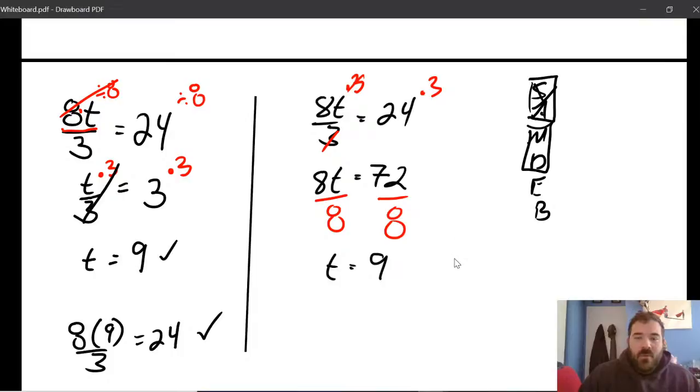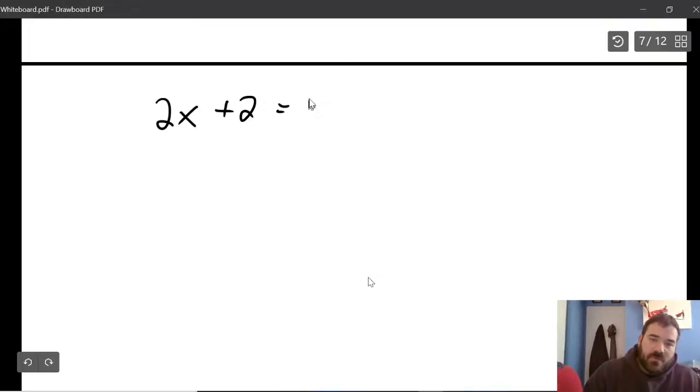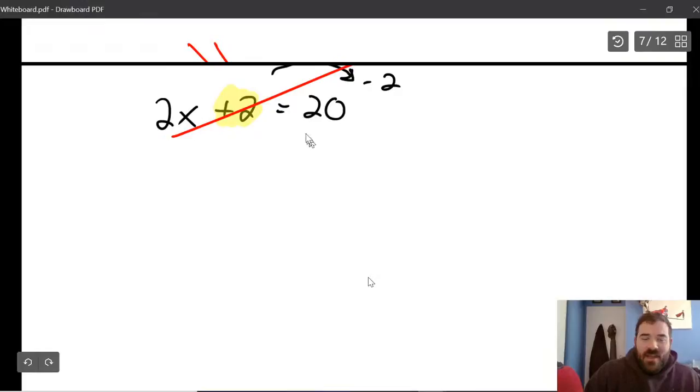That's it. What I don't want to see, which I see all the time, is this is something you learn in elementary or in grade 8, but if you have 2x plus 2 is equal to 20, let's say, you've learned to take this positive 2 and move it to the other side and change the sign. That does not work. I cannot grab the number. I cannot move it around. It's stuck to the paper.